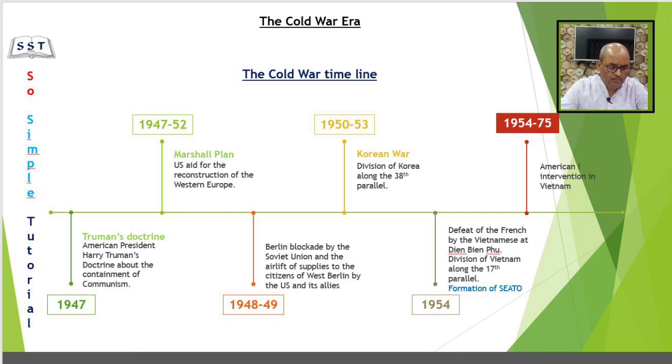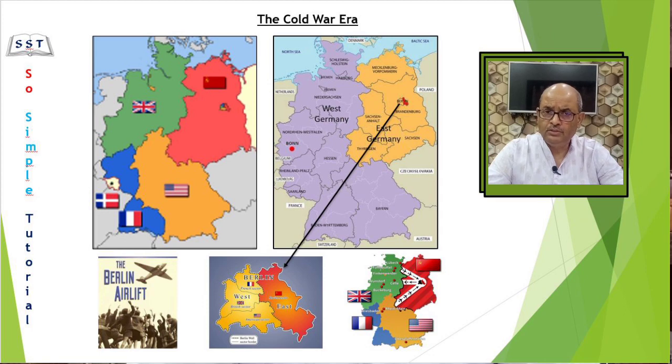1948-49, Berlin blockade by the Soviet Union and the airlift of supplies to the citizens of West Berlin by the US and its allies. Dear students, since her defeat in the Second World War till the unification in 1990, Germany had been a zone of Cold War. You know that Germany surrendered in May 1945. Thereafter, it was partitioned into 4 zones. You can identify them in the map. Each zone was placed under USA, Britain, France and the USSR.